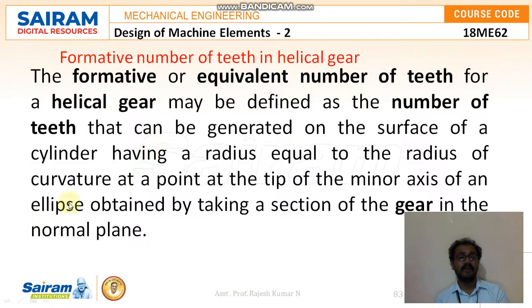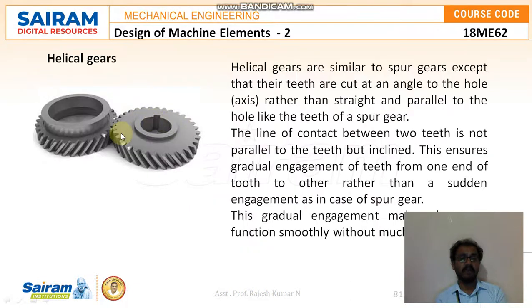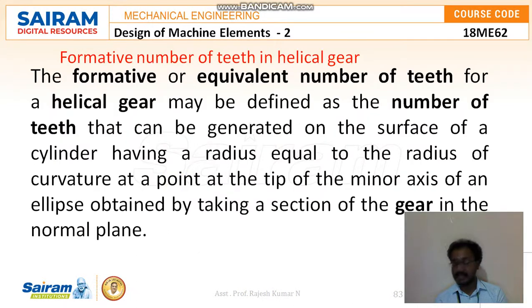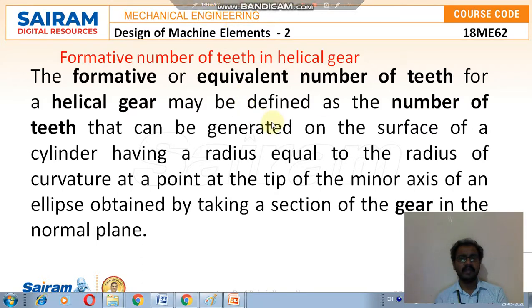So in this way, equal to the radius at a point of the tip of the minor axis of an ellipse. We know what the major axis and minor axis are. The minor axis usually is measured from the smaller side, obtained by taking a section of the gear with the normal plane. So that is nothing but the formative number of teeth. Usually, like in this particular sketch, the formative number of teeth will be 1, 2, 3. So similarly, for different problems and different sizes, the formative number of teeth usually varies.